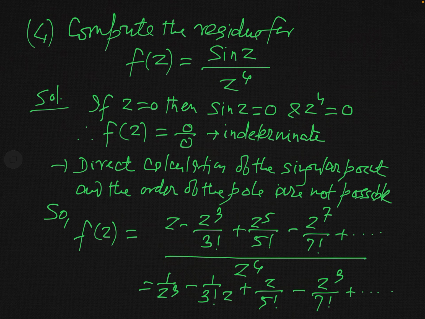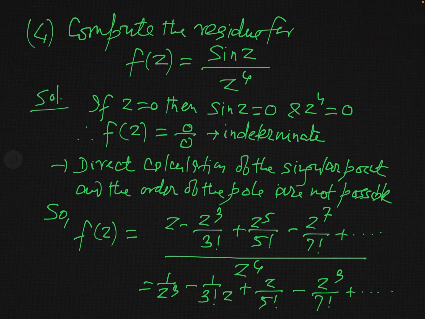You know sin z equal to what? This is actually z minus z cube over factorial 3 plus z to the power 5 by factorial 5 minus z to the power 7 by factorial 7 plus so on, and the whole divided by z to the power 4.